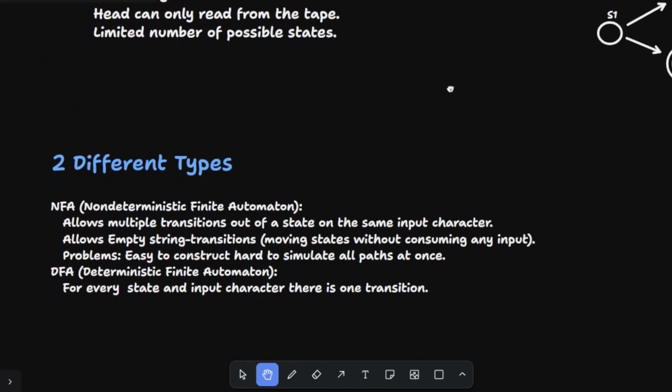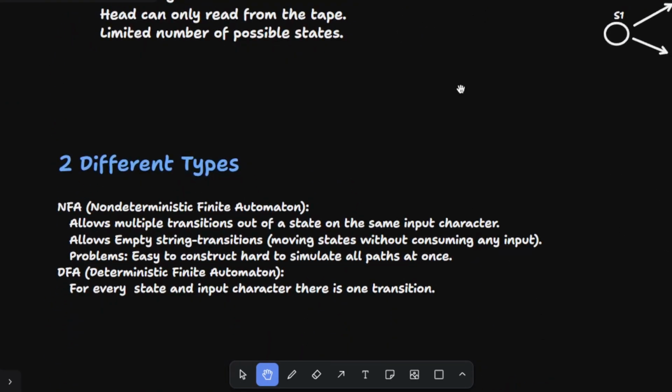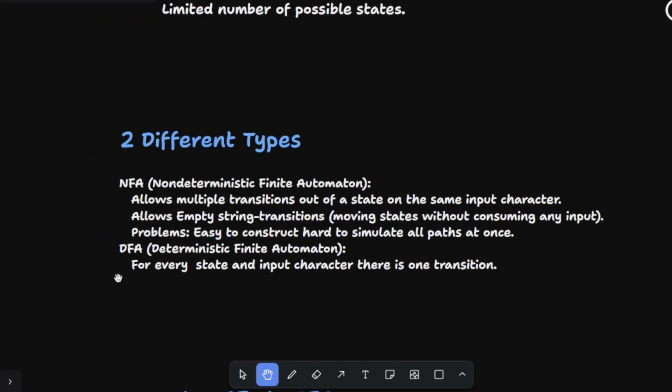Yeah, so now we know what finite automatons are. There's two different types of finite automatons: non-deterministic finite automatons and deterministic finite automatons. Non-deterministic finite automatons are easier to make, right? They're easier to construct, and they also allow for multiple transitions out of one state on the same input character. I'll show an example very soon. They also allow empty string transitions, so it can move to a different state without consuming any input.